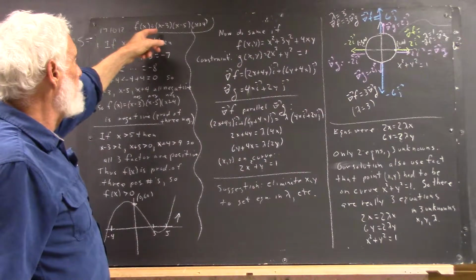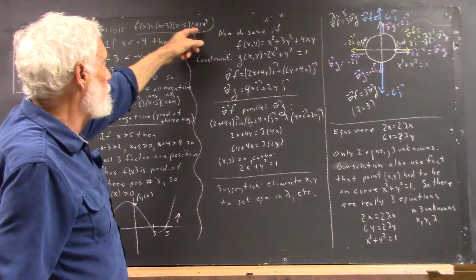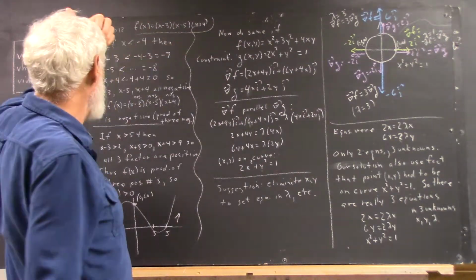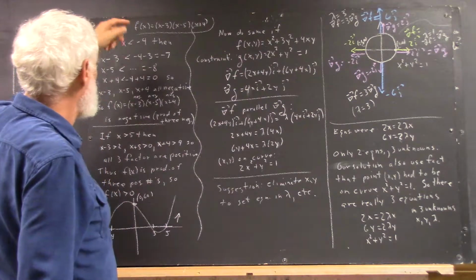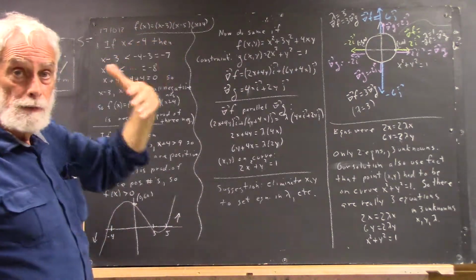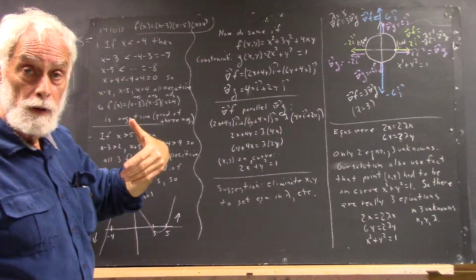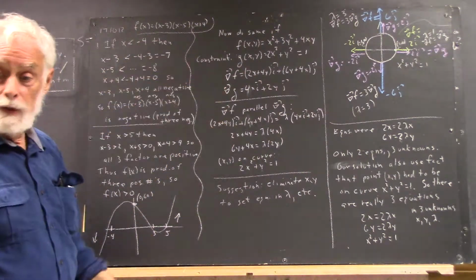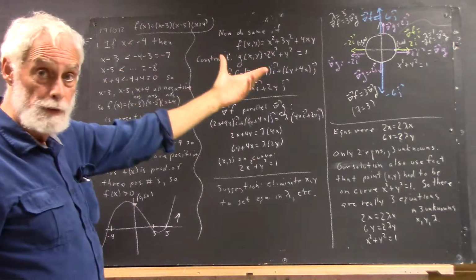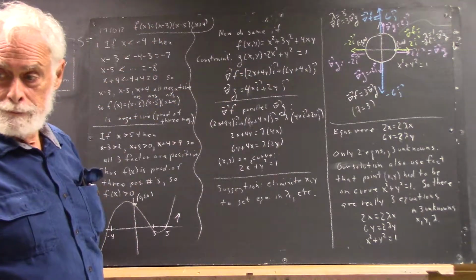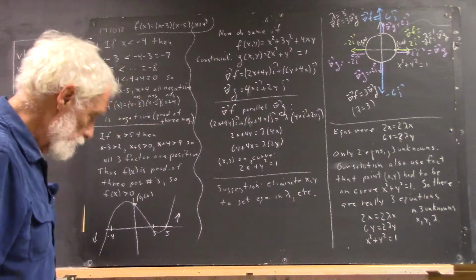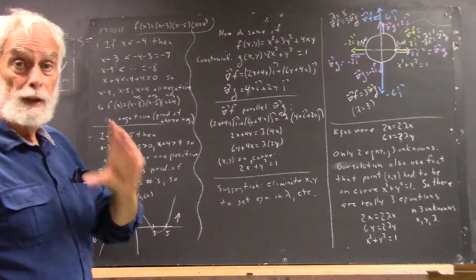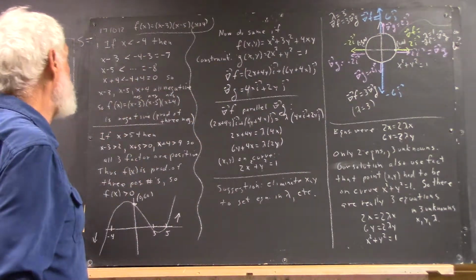The function f of x equals x minus 3 times x minus 5 times x plus 4. You're asked to verify, if x is to the left of negative 4, whether the function is always positive or always negative. Either that or something very similar to it. I don't remember exactly how it was phrased, but that's the essence of what we're doing.